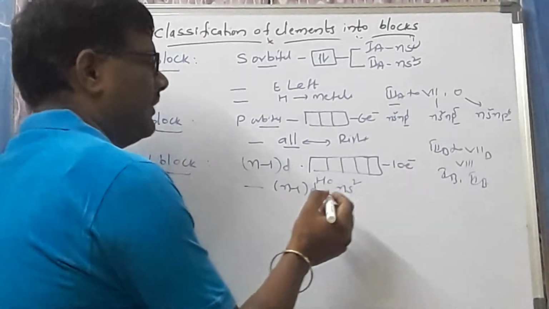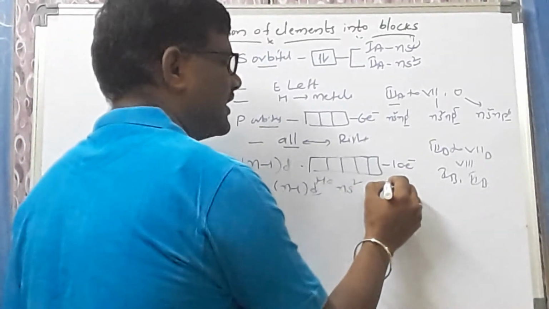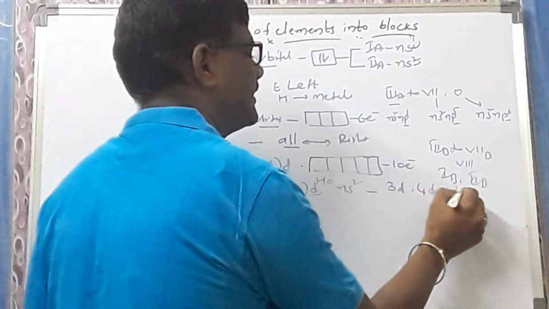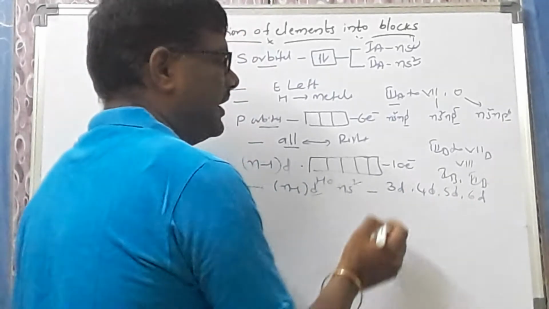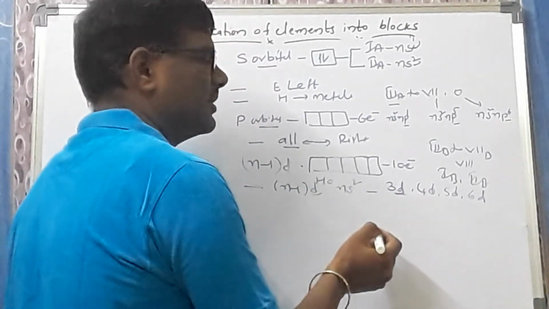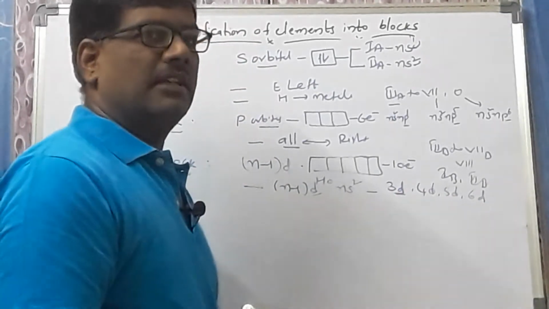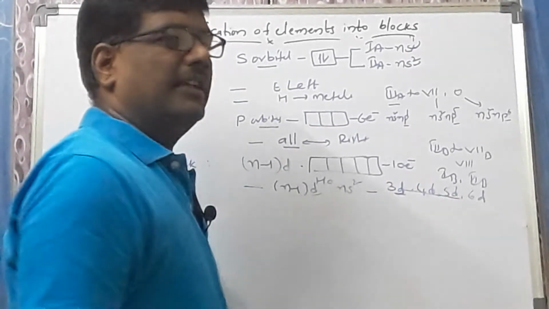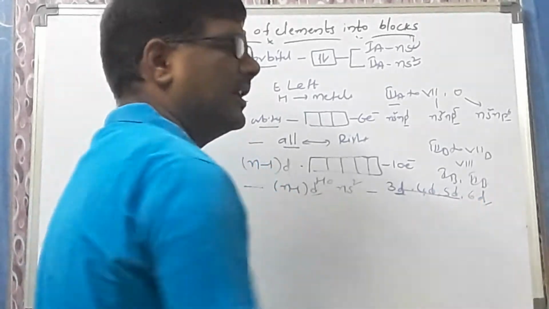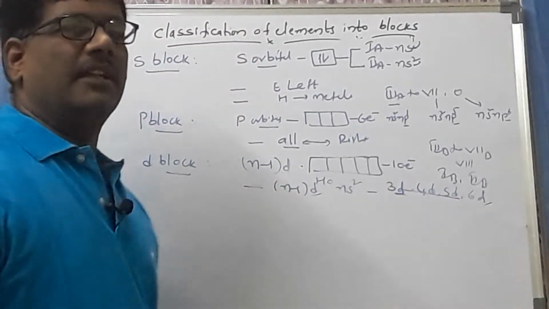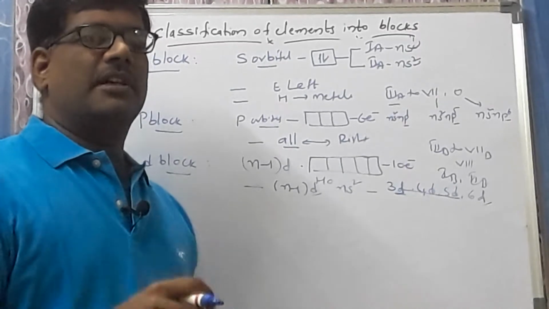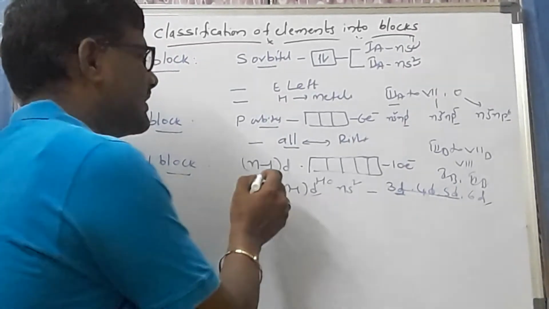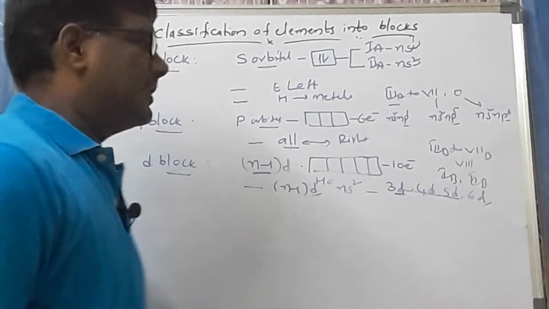In the d block we have 4 series: the 3d series, 4d series, 5d series and 6d series. If the differentiating electron enters into the 3d orbital, those elements are called 3d series elements. The 3d, 4d and 5d series have 10 elements each, whereas the 6d is an incomplete series. Ultimately, if the last electron enters into the d orbital of the penultimate shell, those elements are called d block elements.